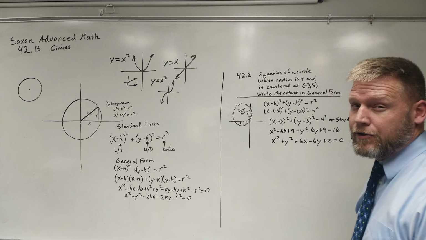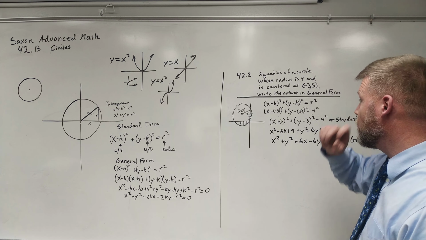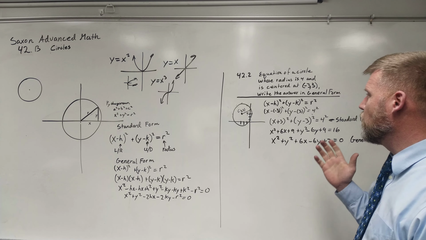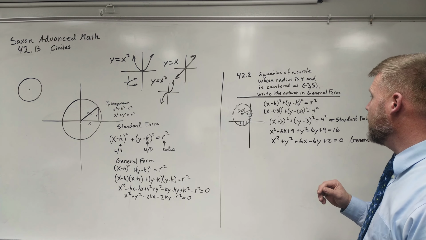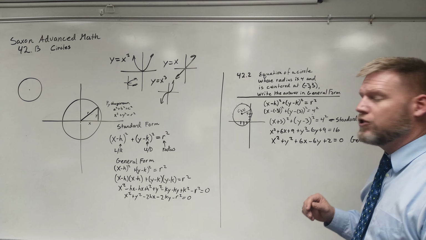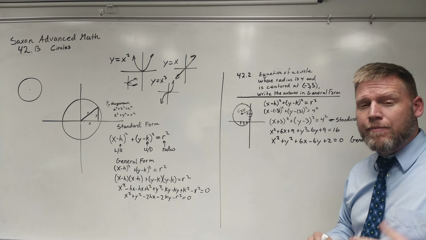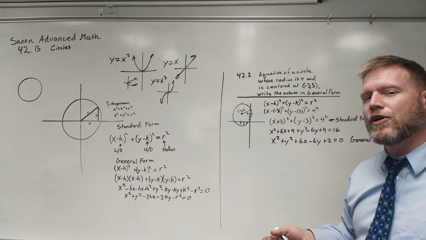Look at your books, if you will, and this is example 42.2, and this says, find the equation of a circle whose radius is 4 and is centered at -3, 3. Write the answer in general form. Now, I did shorten the question just a little bit, because the book did ask for it in both standard and general form.